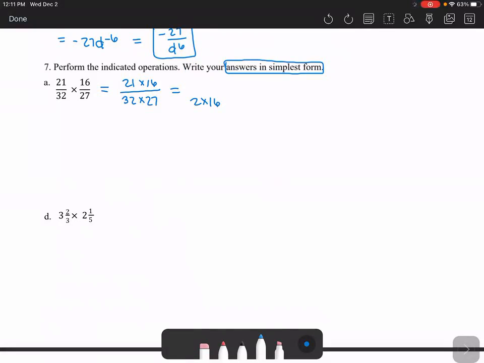And there's also a relationship between 21 and 27. Those are both multiples of 3. So 21 is 3 times 7. And then we still have that 16. And then 27 is 3 times 9. So they're typically going to be common factors that you can simplify. So the 16s will cancel and these 3s will cancel. And then we have 7 over 2 times 9, which is 7 over 18. And if you've canceled out all of your common factors, that's going to be the most simplified way you can do it.